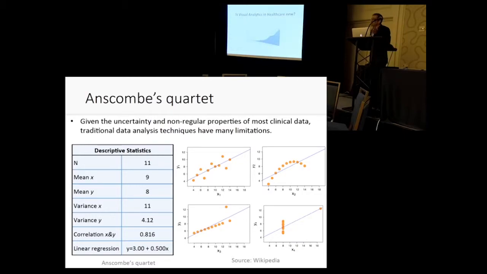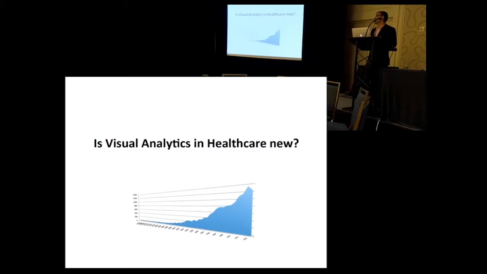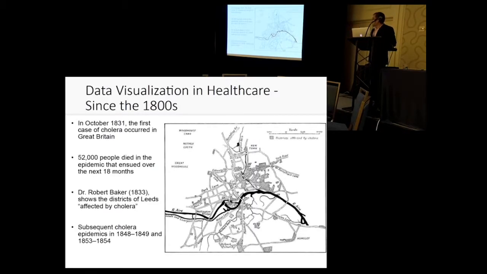So, is visual analytics applied to healthcare and medicine new? Well, no. Back in the 1800s, in Great Britain, Dr. Baker started utilizing maps to show the areas that were affected by the epidemic outbreak. But that was in 1831, and it didn't lead to a lot of information about what was happening with the epidemic.